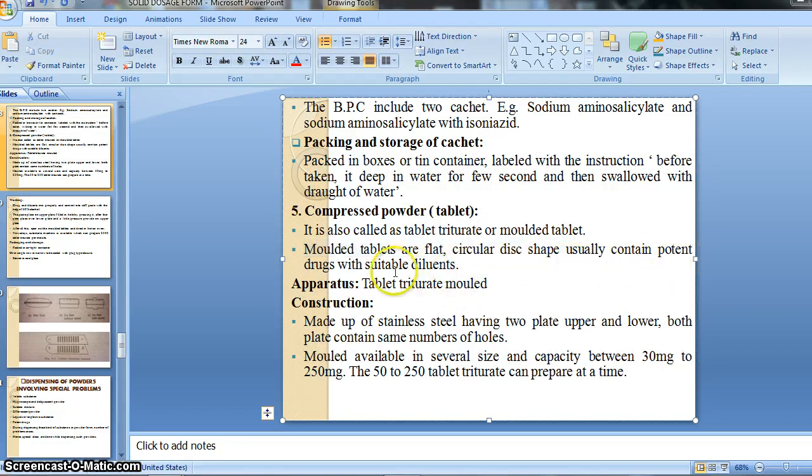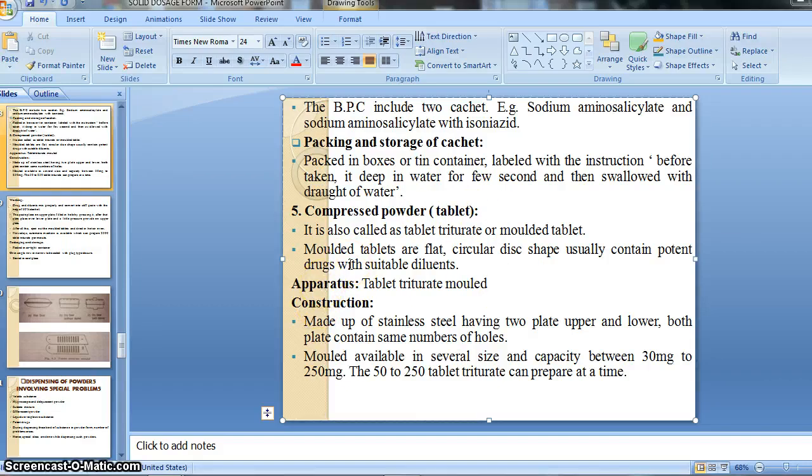They usually contain a potent drug with a suitable diluent. Means mostly potent drugs are dispensed in compressed powder form, mixed with a suitable diluent and dispensed as tablet triturate or molded tablet, right?